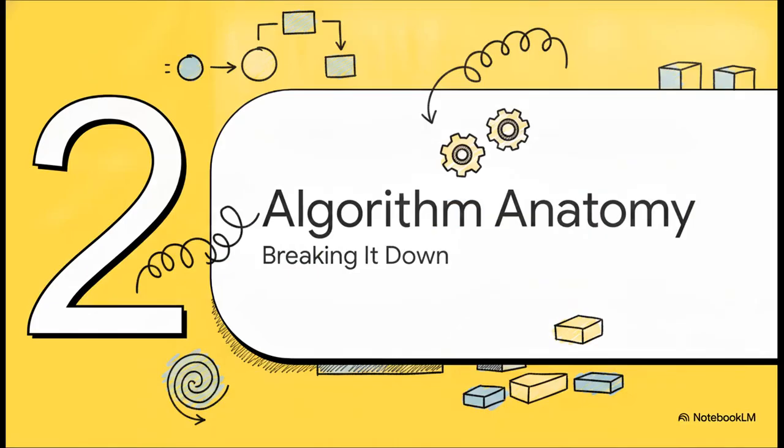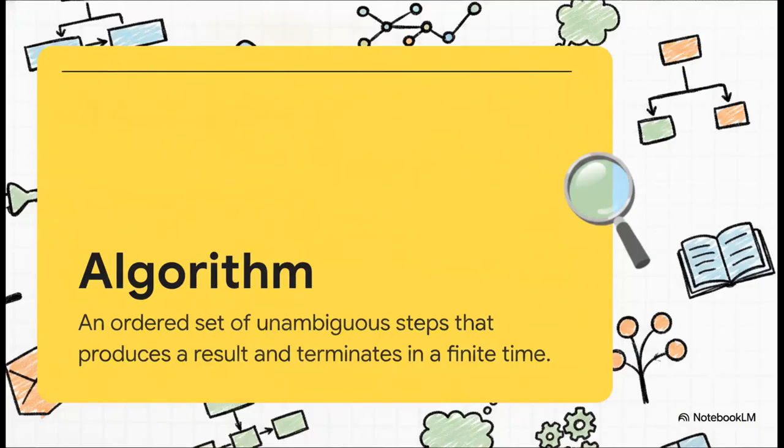Which brings us to section 2, algorithm anatomy, breaking it down. So what exactly is an algorithm? Simply put, it's a sequence of unambiguous steps to solve a particular problem. The word itself actually comes from the mathematician Al-Khwarizmi. And what's really brilliant about an algorithm is that it doesn't care what programming language you're using. It is completely language independent. It's just an ordered set of instructions, which makes it absolutely perfect for debugging your logic way before you get tangled up in code syntax.